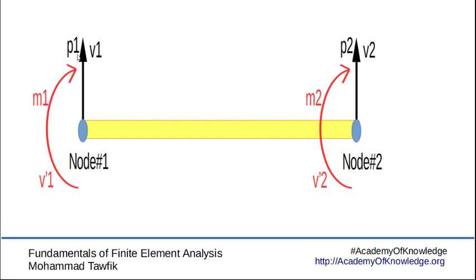We have a vertical load P1 and a moment concentrated at this node, M1. On the other side, we also have P2 and M2. We also have the degrees of freedom V1 and V1 prime, V2 and V2 prime. So generally, the function that we are looking for is V of X.